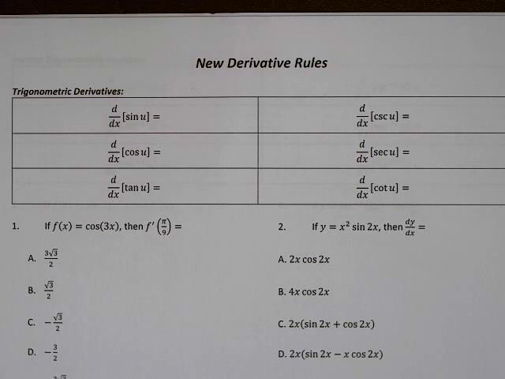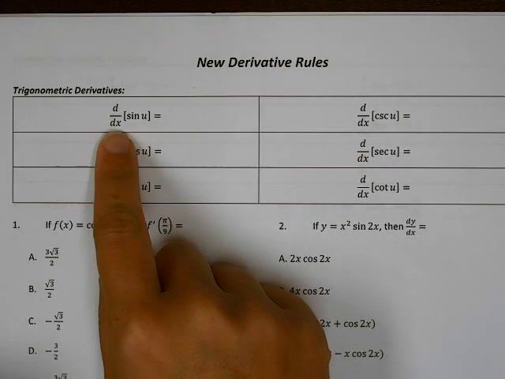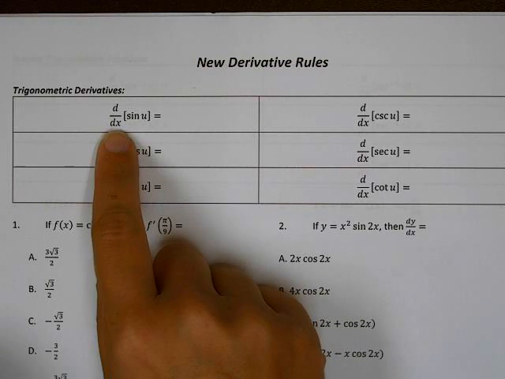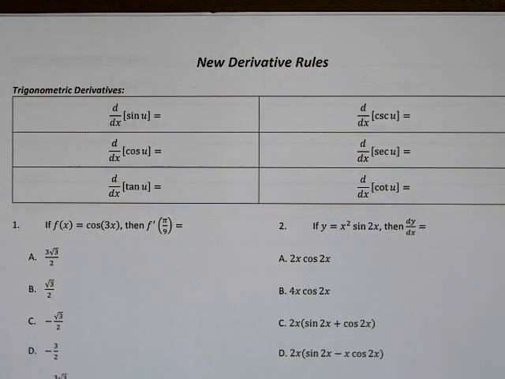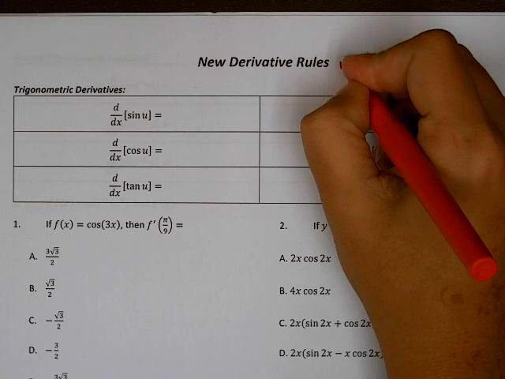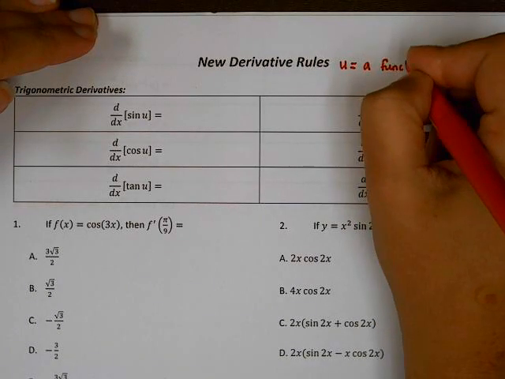Now the first thing I want you to notice when we go through these rules is that we're trying to find the derivative with respect to x. That's why it says dx on the bottom. But inside of the sine function, we have the variable u. The reason we have a u there is that u represents a function of x.